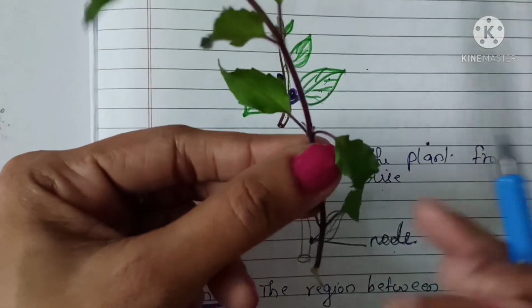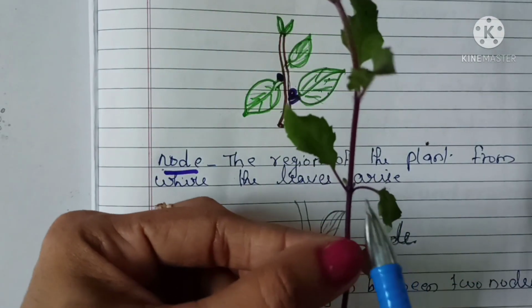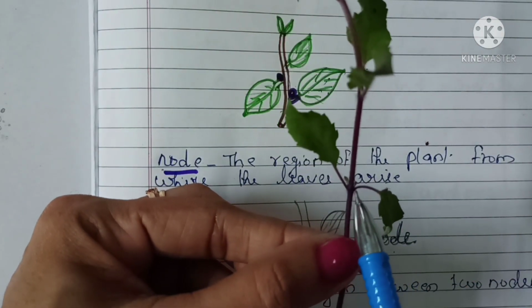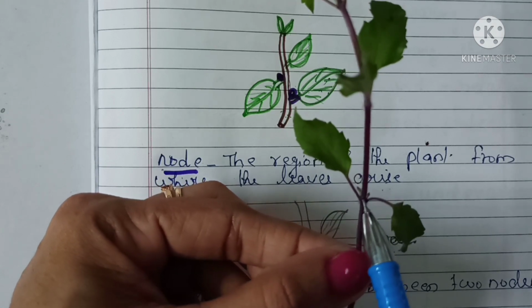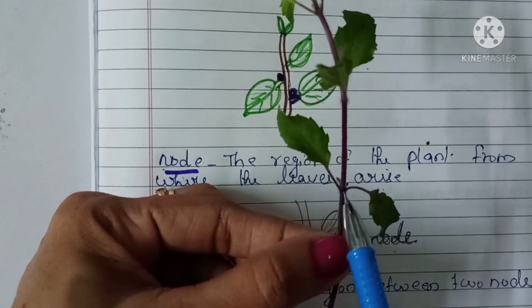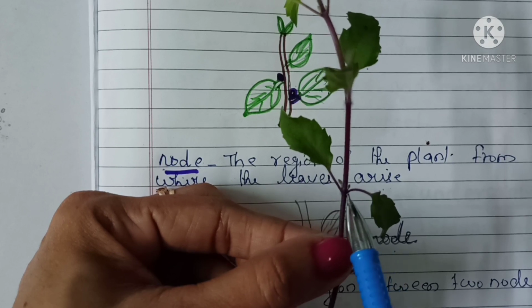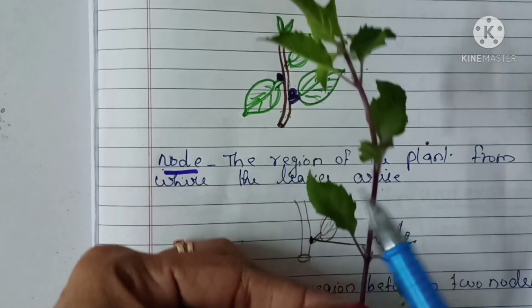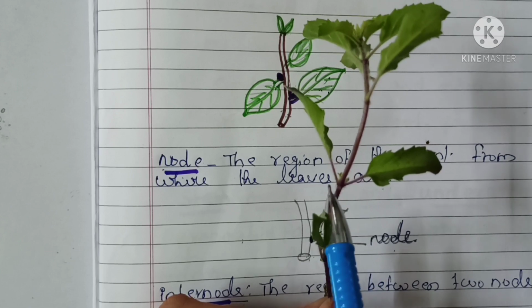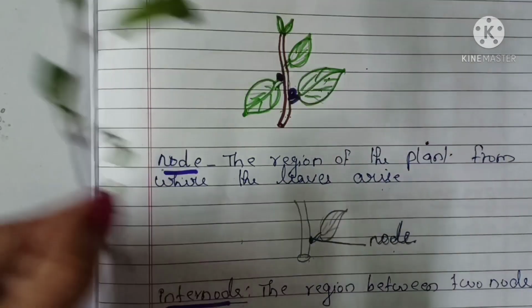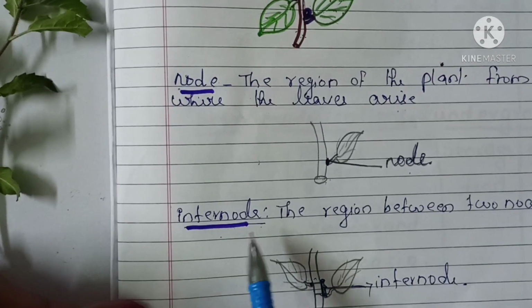Or else I will show you a real plant. This is a tulsi plant. From here a pair of leaves are arising. So this point is the node. So the region from where the leaf is arising is known as the node, and here another two pairs are arising and this is also known as a node. I think you understood. Then the next one is the internode.